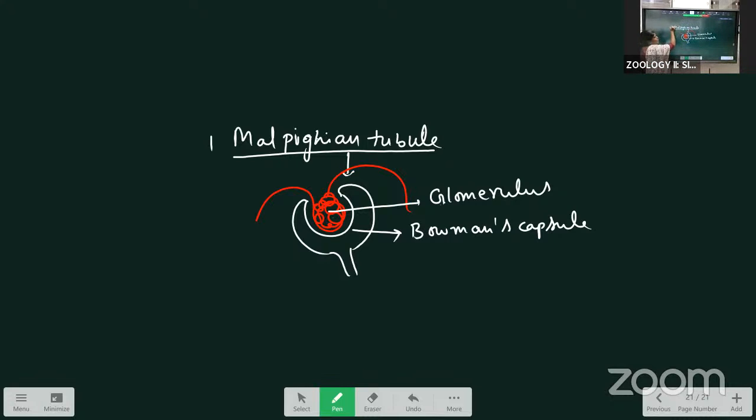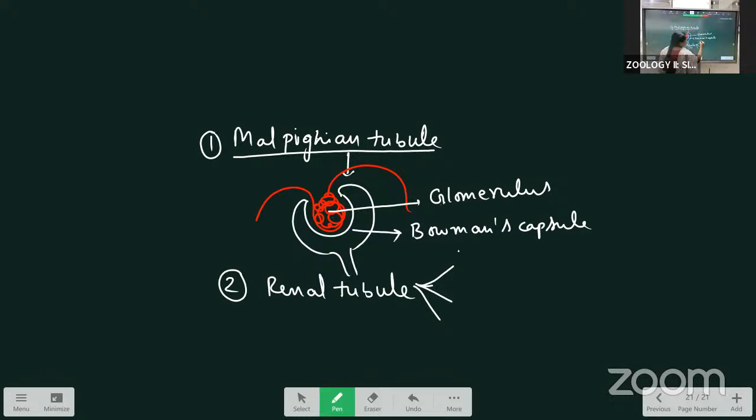Next, there are two components in the nephron. The first one is called the Malpighian tubule. The second one is called the renal tubule. Inside of the renal tubule, the parts present are the PCT, proximal convoluted tubule, already discussed. Next, the Henle's loop is present, also called the loop of Henle.